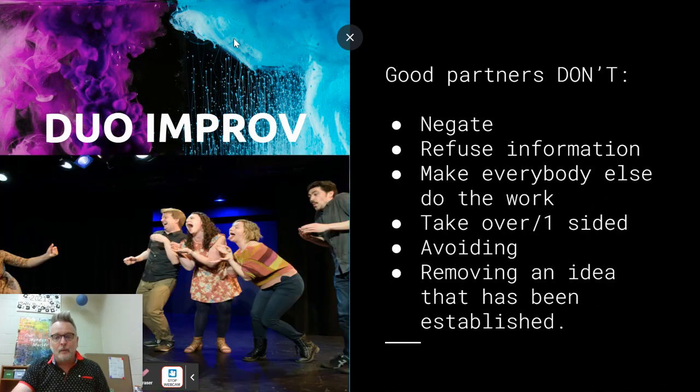Okay. And so the good partners don't negate what the other person is giving them. They don't refuse information and go, yeah, but. It's yes and, okay? The other thing that you want to avoid is you want to avoid a scene turning into something that is one-sided.